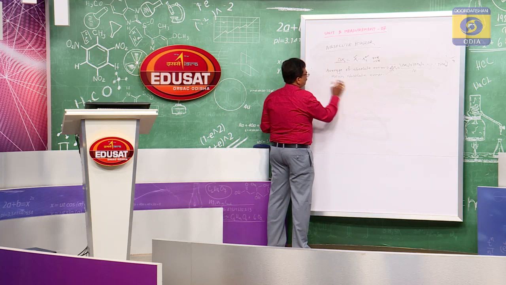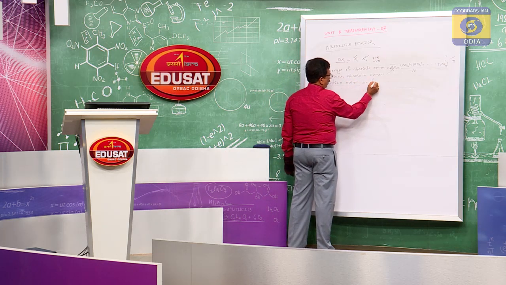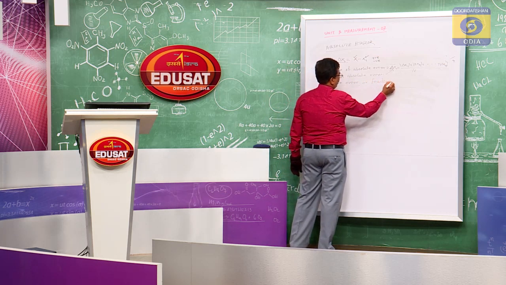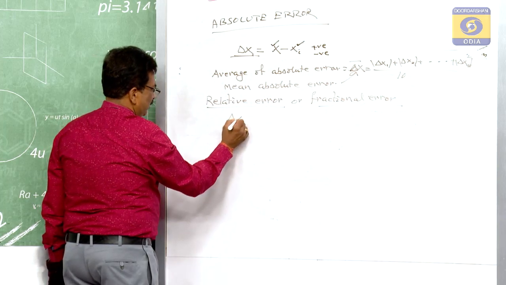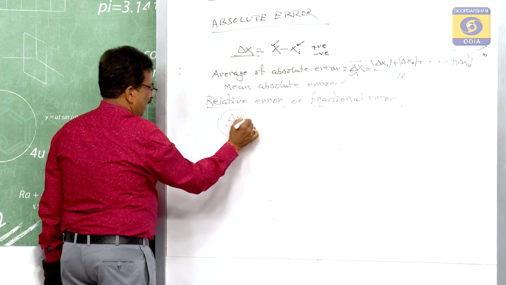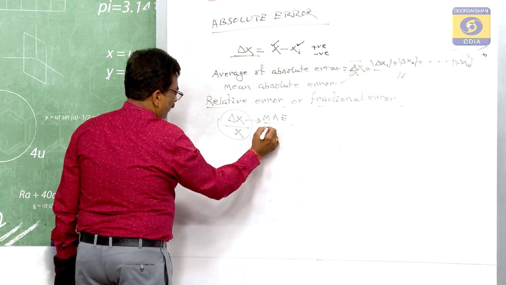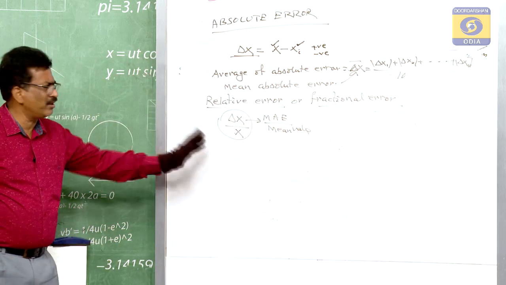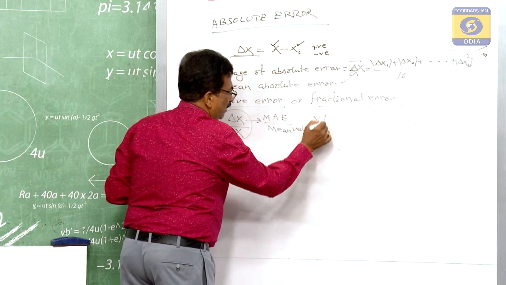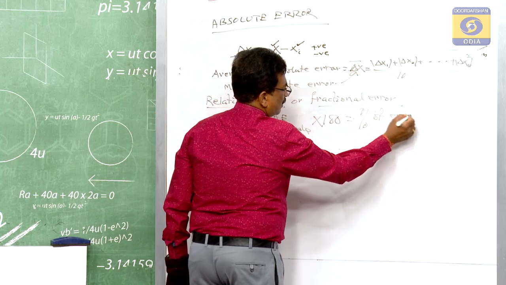Then there is the relative error, or fractional error. The fractional error is equal to del x by x. Del x is the mean absolute error, divided by the mean value x. That is known as the relative error or fractional error, and when it is multiplied by 100, that is the percentage of error.